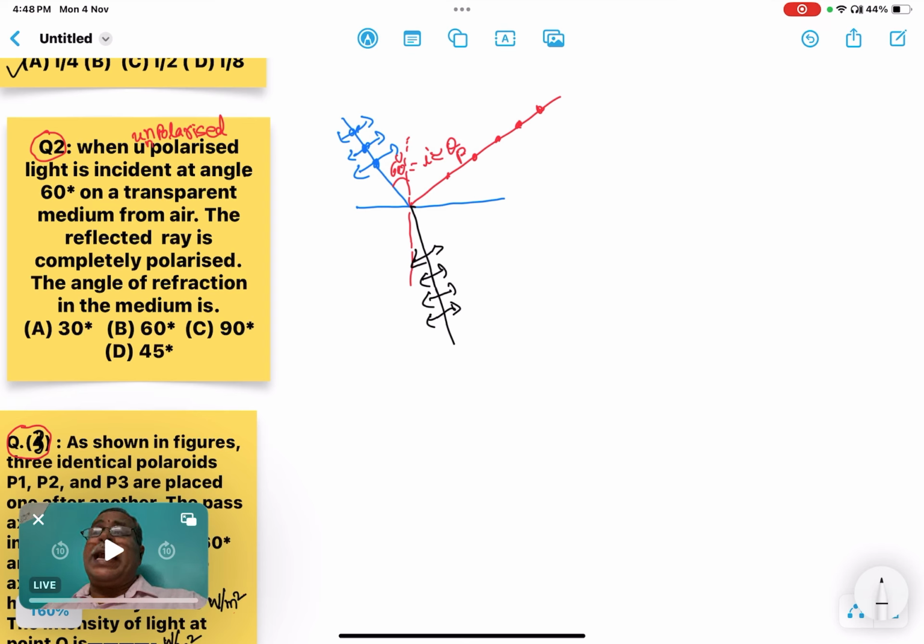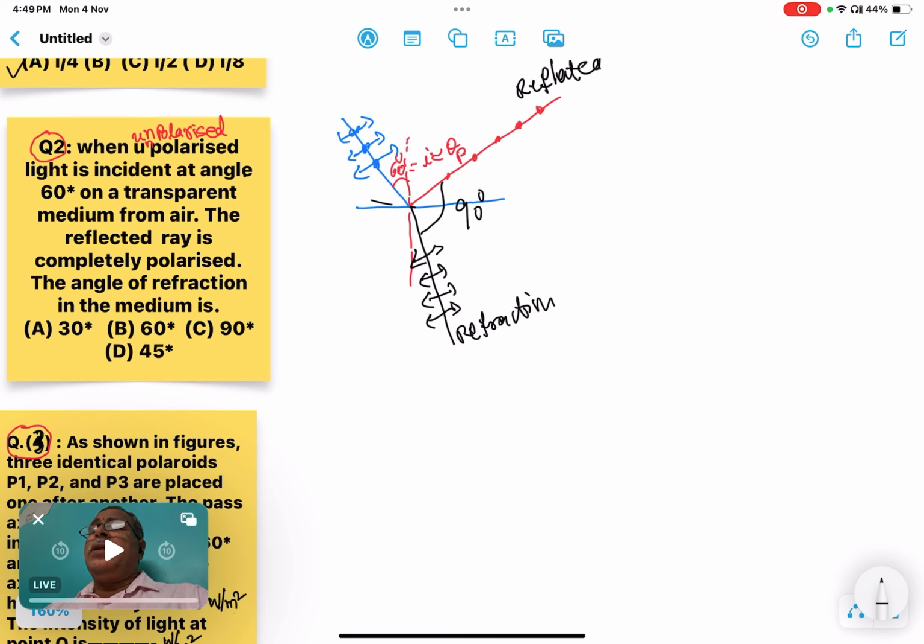Whenever incident unpolarized light falls on the glass plate or any polarizing sheet at an angle of incidence of 60 degrees, some part of the light gets reflected by polarization. Under this condition, if the reflected light is completely plane polarized, recognize this point: the angle between the reflected light and the refracted light is 90 degrees. Both are perpendicular. This is Brewster's law.